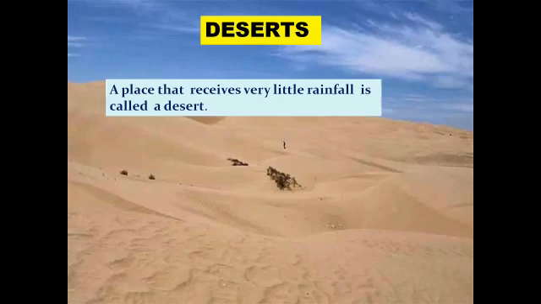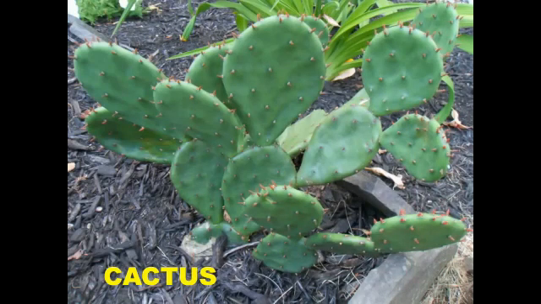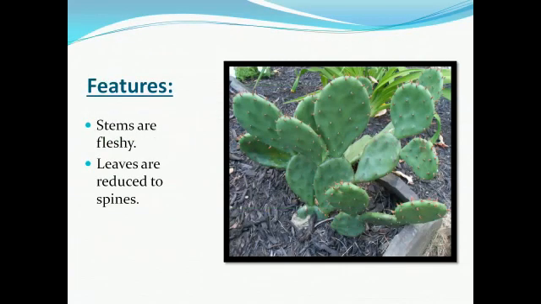Students, tell me, which is the most common plant found in the desert? Yes, cactus. In cactus, the leaves are reduced to spines which prevent loss of water. Water is stored in their stems. Hence, the stems are fleshy and have a thick waxy skin. The green stem takes care of photosynthesis.